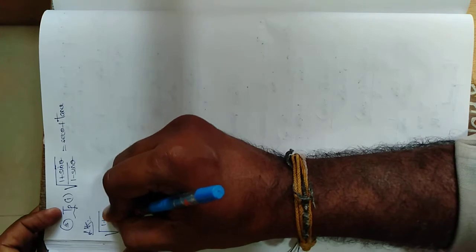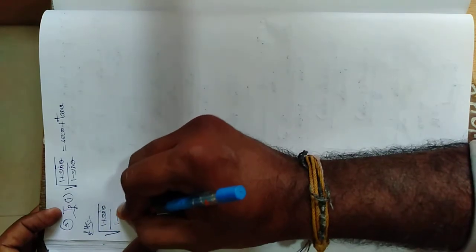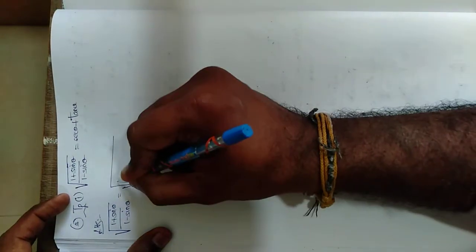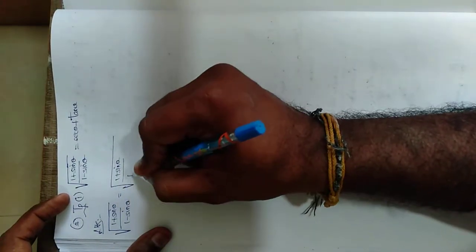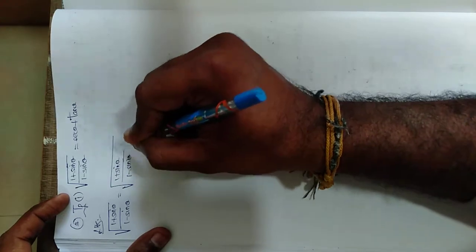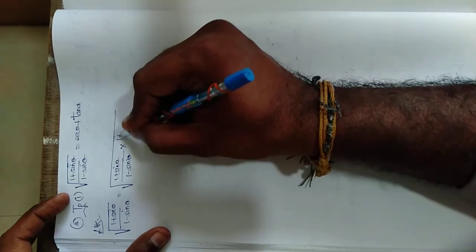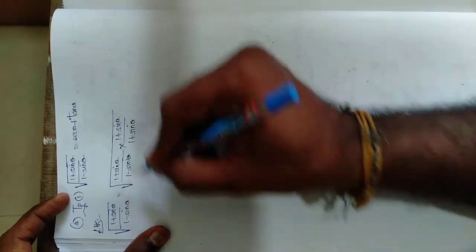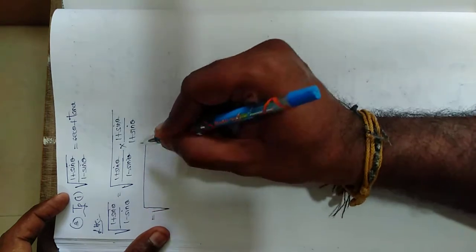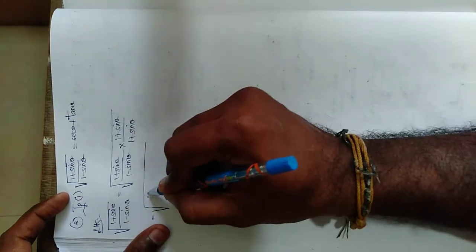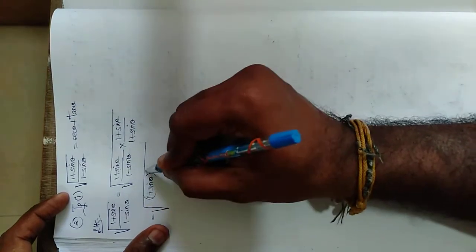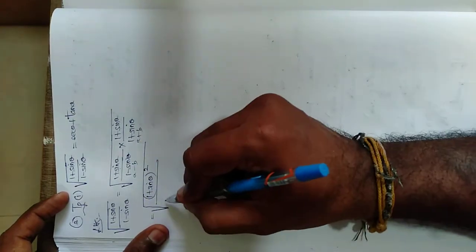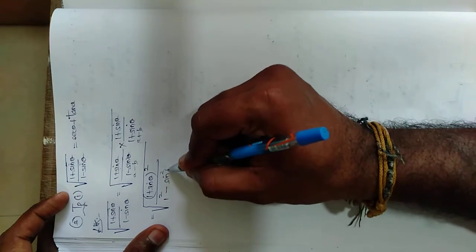Square root of (1 plus sin theta) divided by (1 minus sin theta). We multiply by the conjugate, 1 plus sin theta divided by 1 plus sin theta, inside the square root itself. This gives the square root of (1 plus sin theta) times (1 plus sin theta), which I can write as (1 plus sin theta) the whole square, over (a minus b)(a plus b), which is a square minus b square.